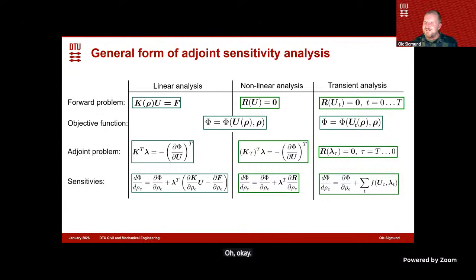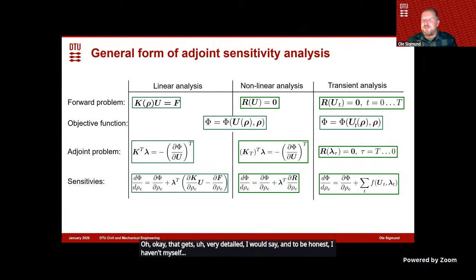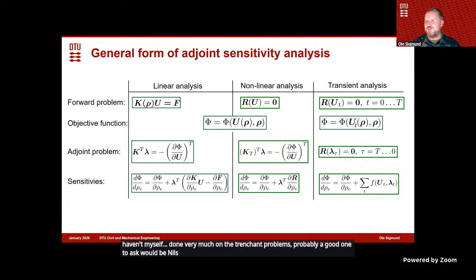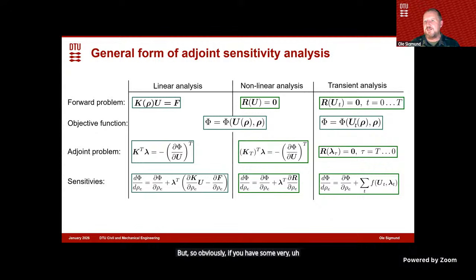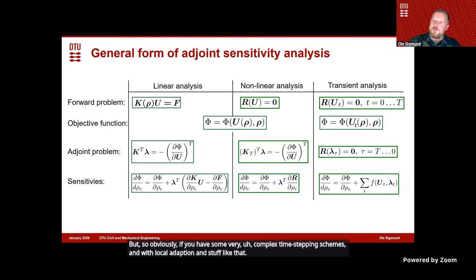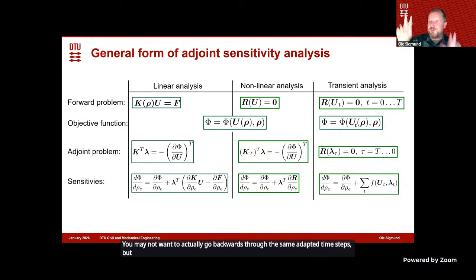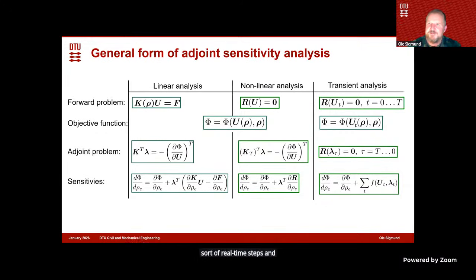Oh, okay, that gets very detailed, I would say. And to be honest, I haven't myself done very much on the transient problems. Probably a good one to ask would be Niels O. You could contact him and get more answers there. But obviously, if you have some very complex time stepping schemes with local adaptation and stuff like that, you may not want to actually go backwards through the same adapted time steps, but only take the sort of real time steps and stuff like that. So there are different techniques.